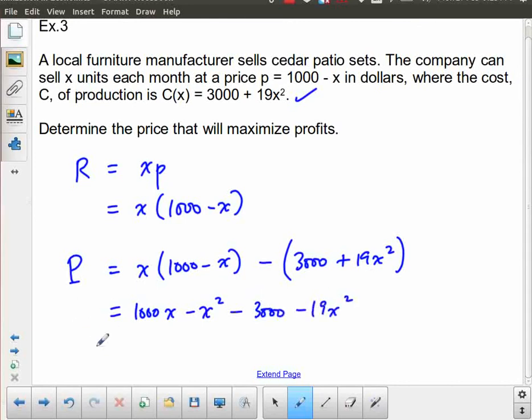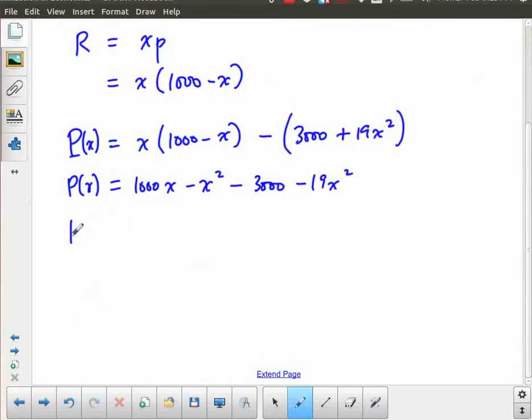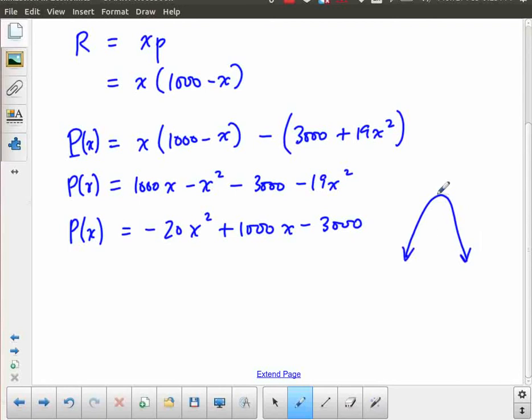And so I end up with, and this is profit as a function of x, my profit function being negative 20x squared plus 1000x minus 3000. This is a quadratic, so once again, this is a parabola that opens down because of this leading coefficient. So we know whatever we find here, the local extrema is going to be a maximum.